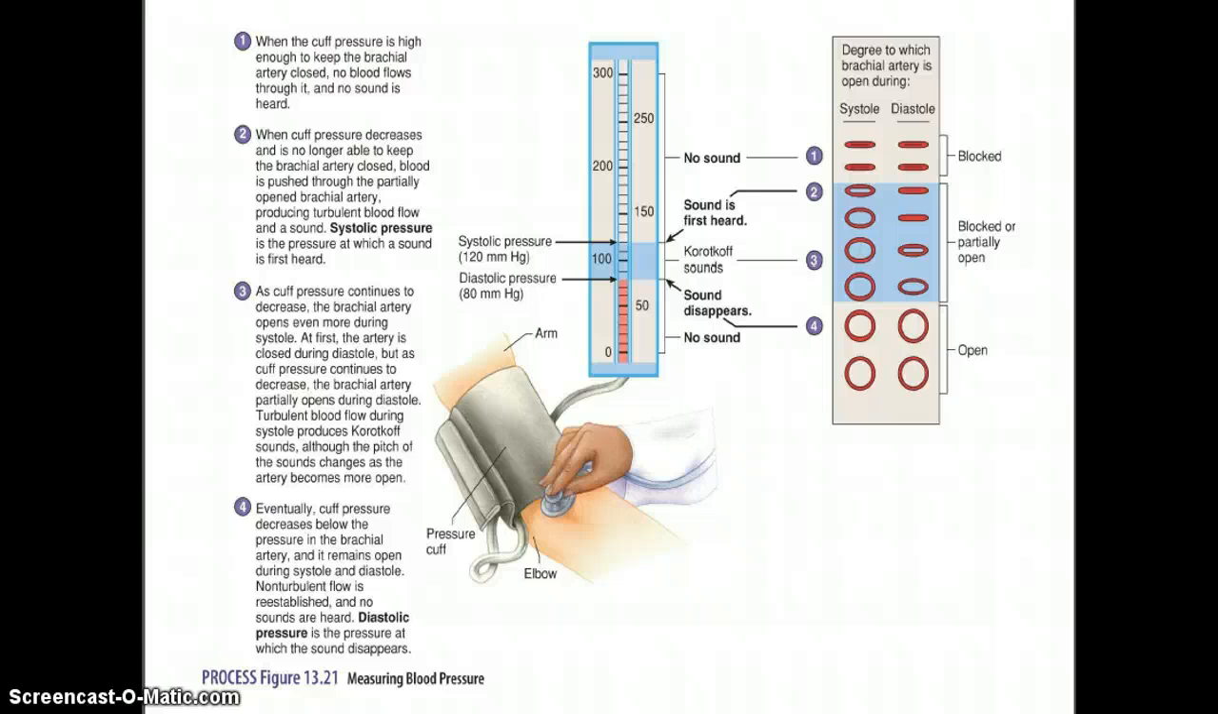When the cuff and the vessel are totally open, we cease to hear sounds because the blood is just flowing through the largest diameter, and that would be a measurement of the diastolic pressure.